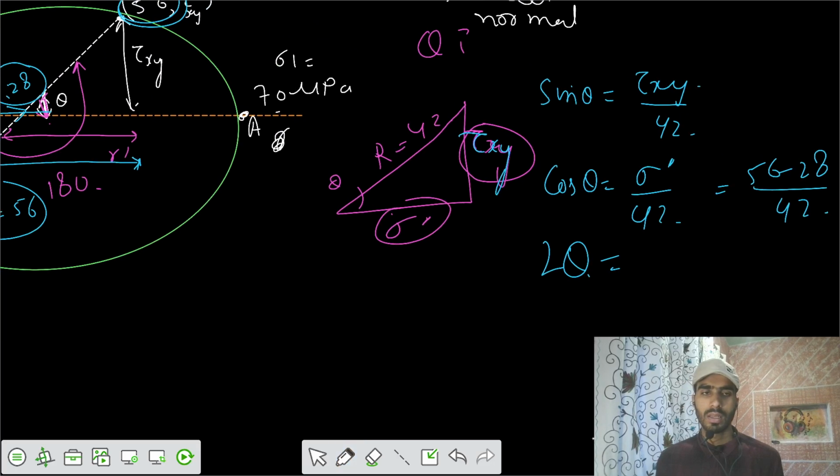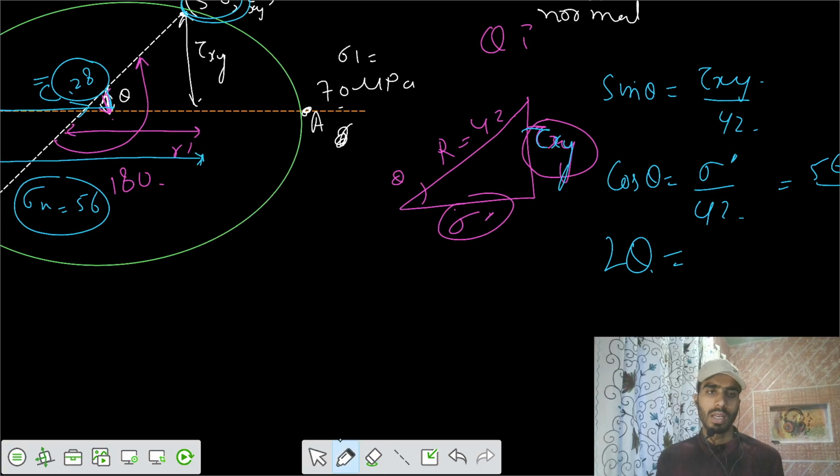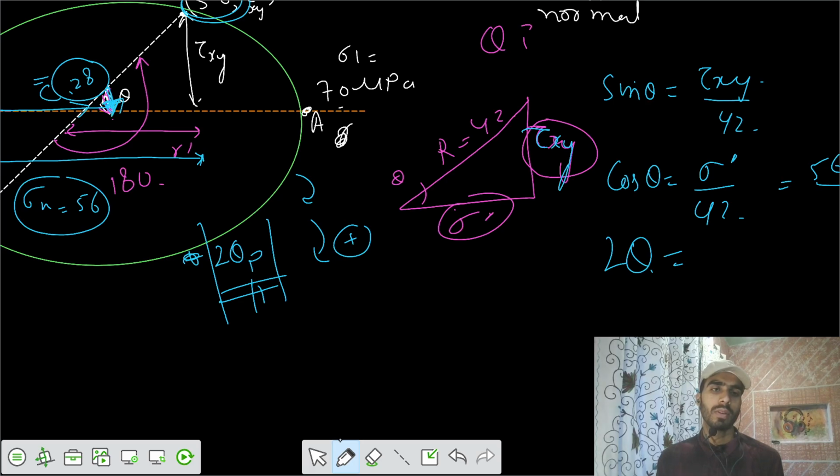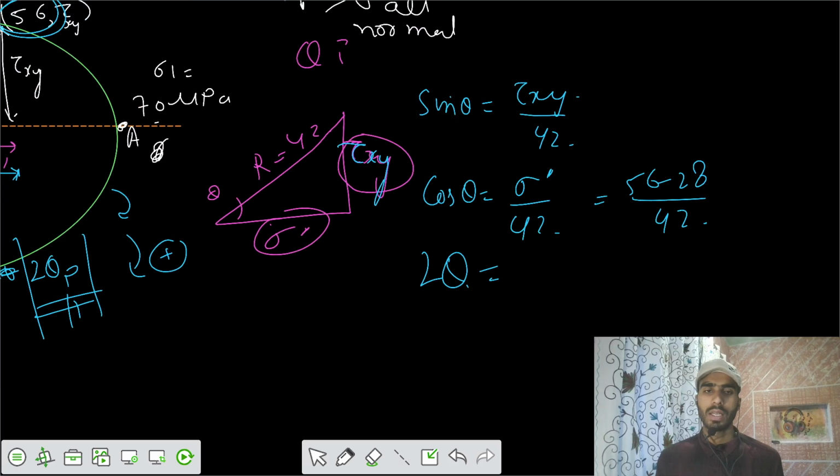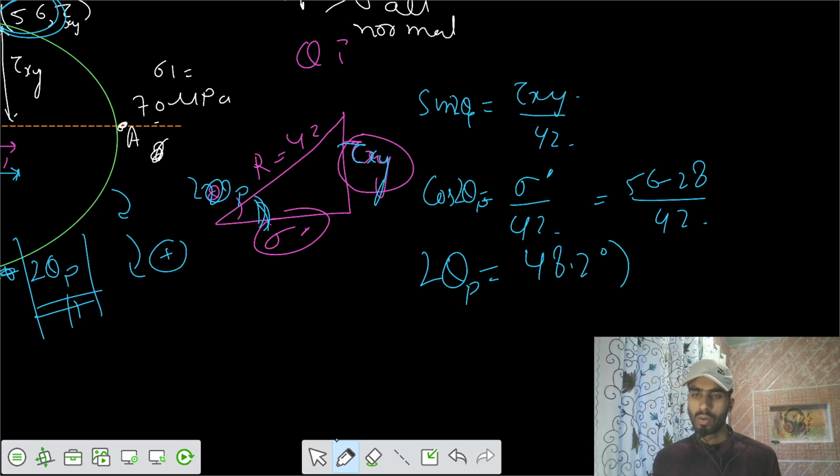This is also the principal value. From this one, if it is anti-clockwise, I would say it's my negative theta. But for the time being, I would say this is a positive value. Some theta, we got some value theta. Whether it's anti-clockwise or clockwise, no problem. We got 2 theta. Let's say this is 2 theta p. I would say sine 2 theta p, cos 2 theta p, and we get 2 theta p equals 48.2 degrees clockwise.